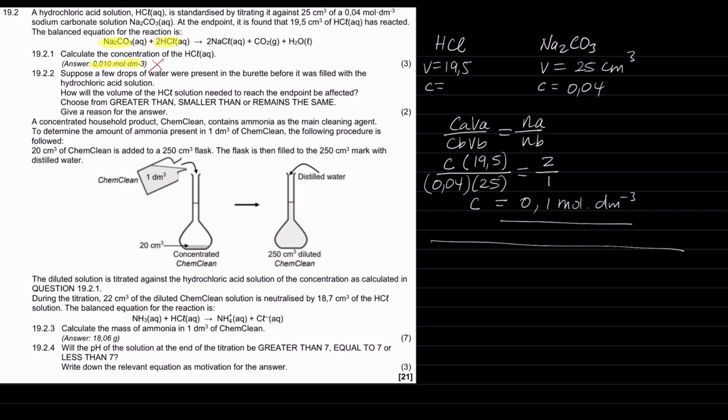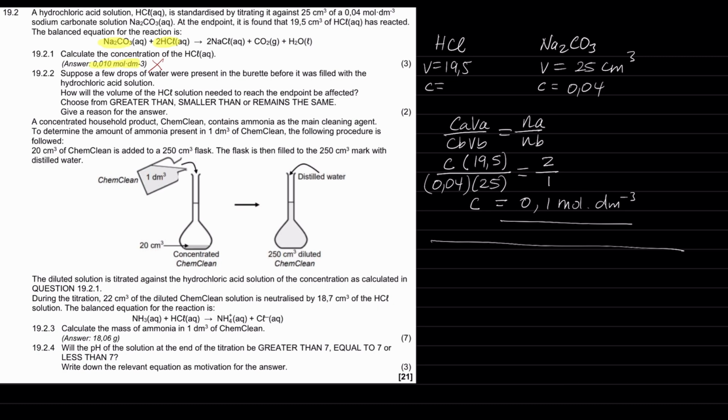19.2.2: Suppose a few drops of water were present in the burette before it was filled with the hydrochloric acid solution. How will the volume of HCl solution needed to reach the endpoint be affected? Greater than, smaller than, remain the same, and then give a reason.